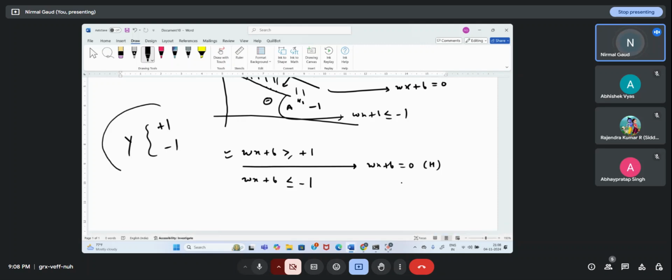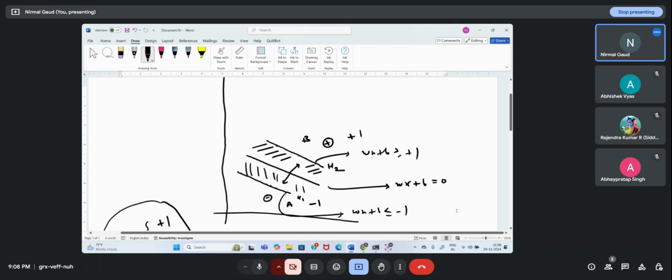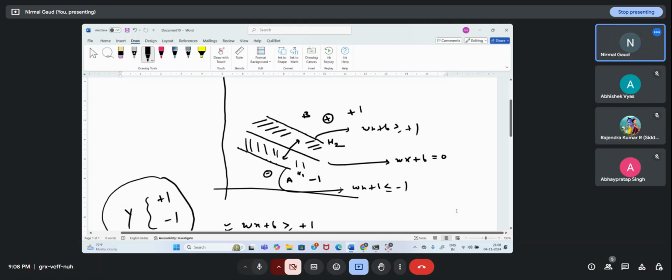I am using this terminology: positive class and negative class. So the positive class is this one, above one. In regards to that, I have mentioned greater than or equal to plus 1. And then in regards to the negative class, I have mentioned wx plus b less than or equal to minus 1.